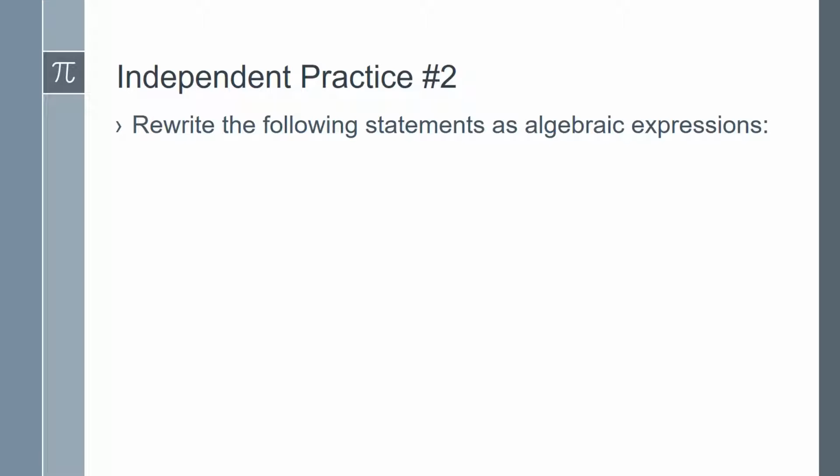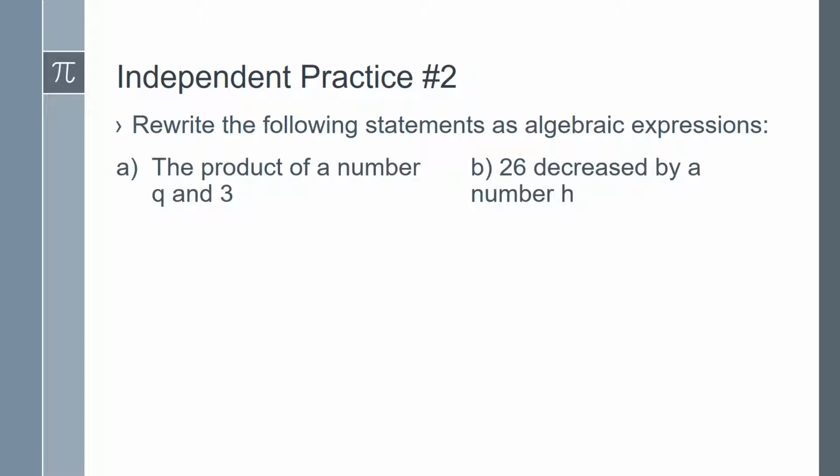Independent practice problem number 2. Rewrite the following statements as algebraic expressions. A. The product of a number q and 3. B. 26 decreased by a number h. Now is a good time to pause the video to work on this problem if you haven't done so already.